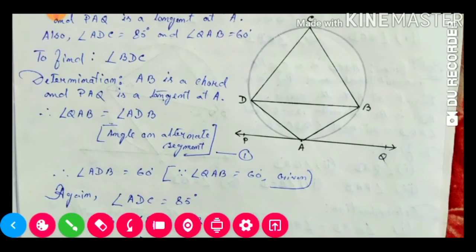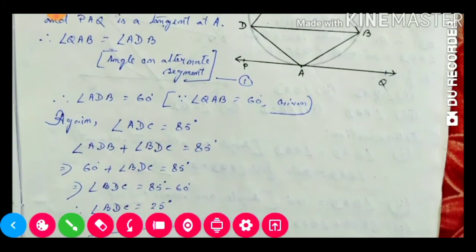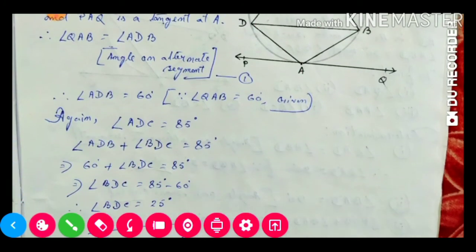Now it is given angle ADC, this entire angle, is 85 degrees. So in angle ADC, two angles are there: angle ADB and another angle BDC. So angle ADB plus angle BDC is equal to 85 degrees. And here we got ADB is equal to 60 degrees from above. So 60 degrees plus angle BDC.